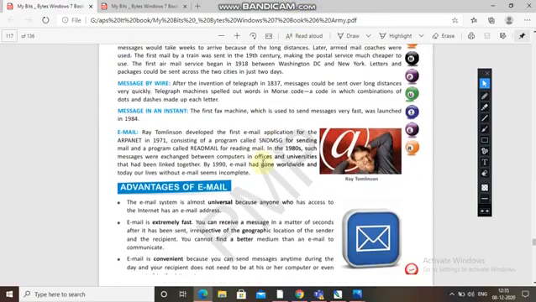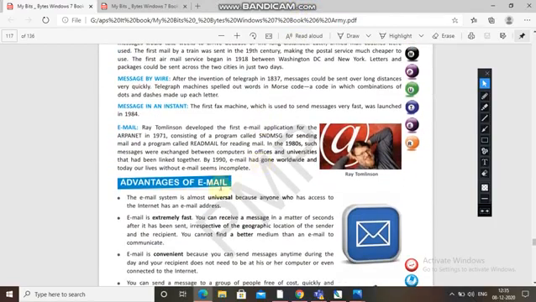Now message by wire. After the invention of the telegraph in 1837, messages could be sent over very long distances very quickly. Then message in an instant. The first fax machine, which is used to send messages very fast, was launched in 1984.